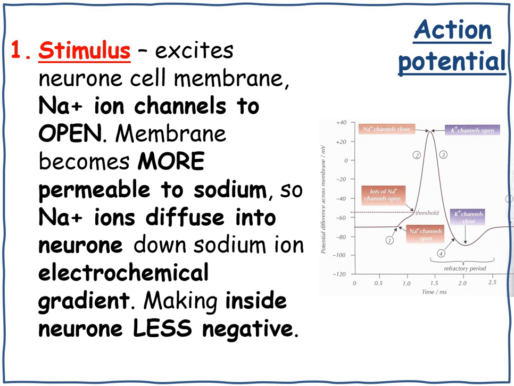So a stimulus is when it excites the neuron cell membrane. So sodium ion channels open, and the membrane becomes more permeable to sodium. So sodium ions diffuse into the neuron down the sodium ion electrochemical gradient, making the inside of the neuron less negative. So that's here, where the stimulus starts to make the inside of the neuron less negative because the sodium channels open.